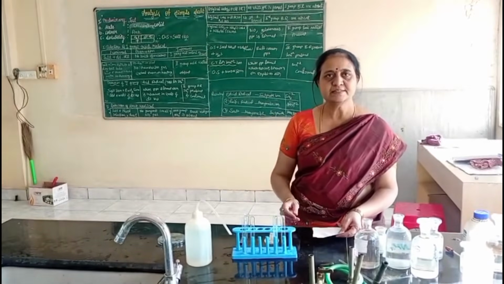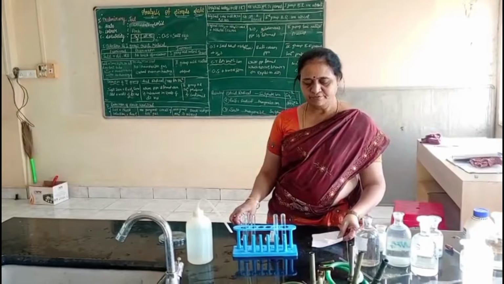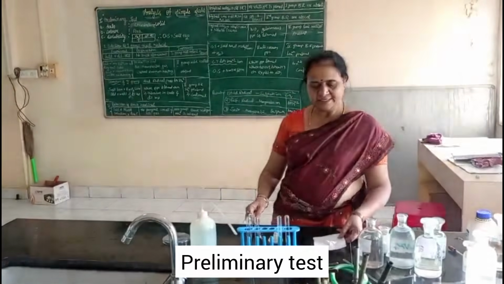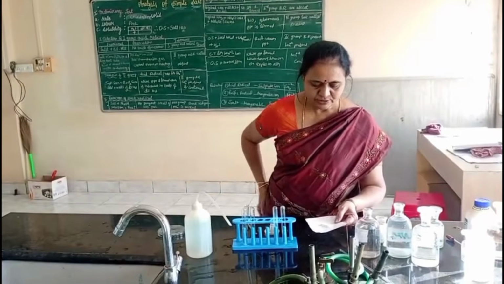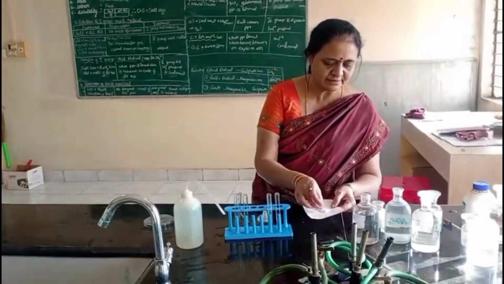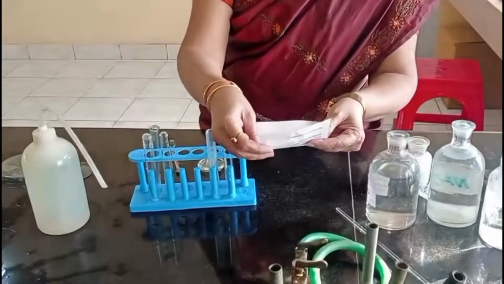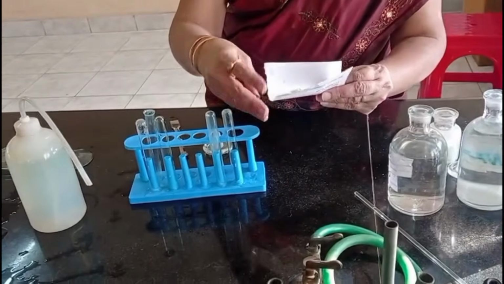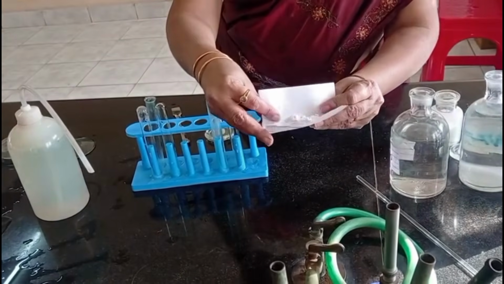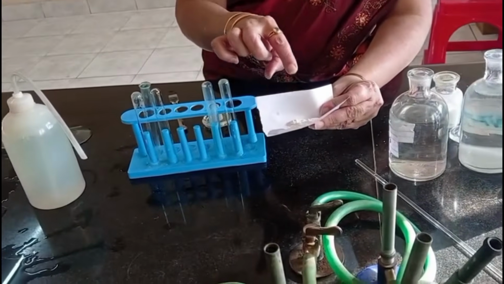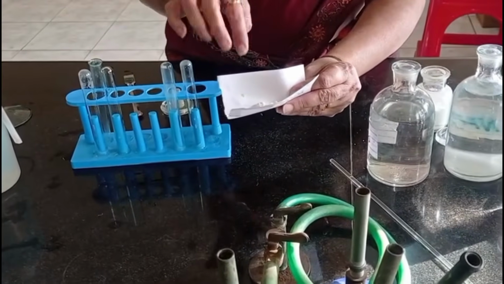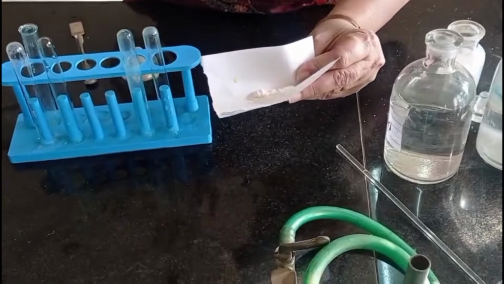So salt analysis is done in 3 steps. First step is preliminary test. In preliminary test we are observing the state. See here, the state is crystalline. The salt is crystalline. So I am observing the color. See the color, light pink color. The salt is light pink color. So it may be Mn2+ ion.